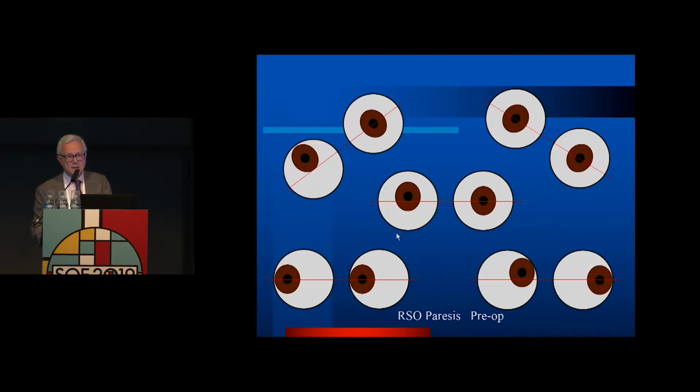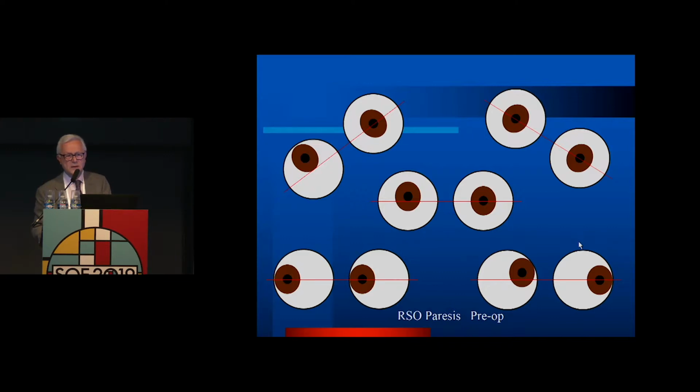This is a scheme, modified from their presentation. This is a patient with right superior oblique palsy, right hypertropia in primary position. The hypertropia increases with the right head tilt and decreases or disappears with the left head tilt. And we can see in here an overaction of the right inferior oblique on left gaze. So typical case of right superior oblique paresis.